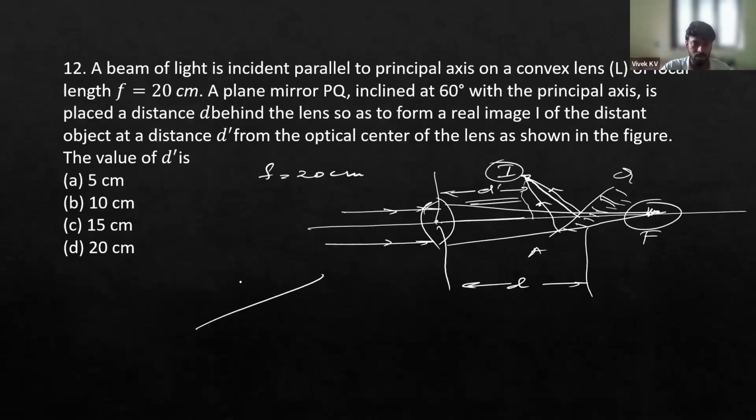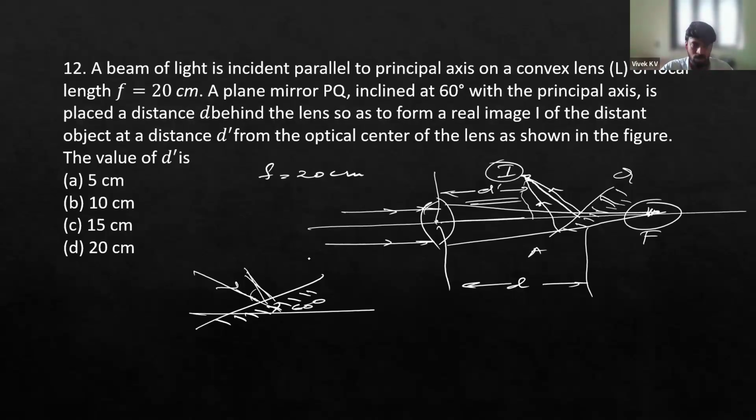If you look at the geometry of this mirror, this is the mirror, and it is at an angle of 60°. The plane mirror is inclined at 60° with the principal axis. So this angle is 60°. Which means that if the light ray was parallel and is going to converge, here this is the incident light ray, so this is going to make an angle of 60° as well. This is the normal, so this will also make an angle of 60°.